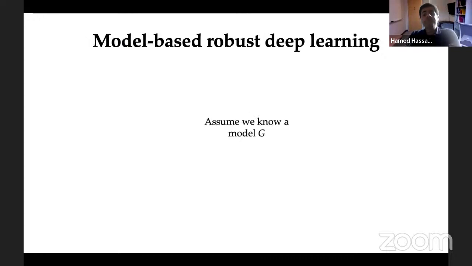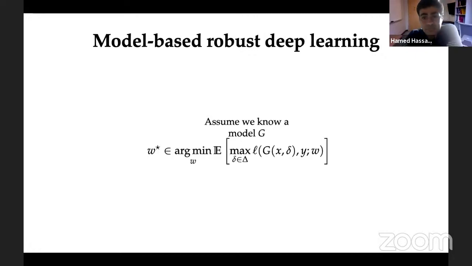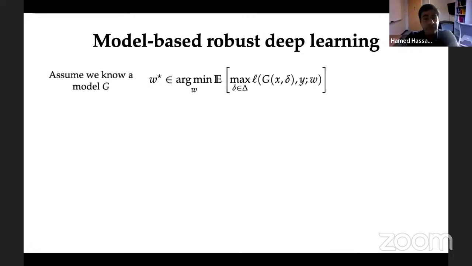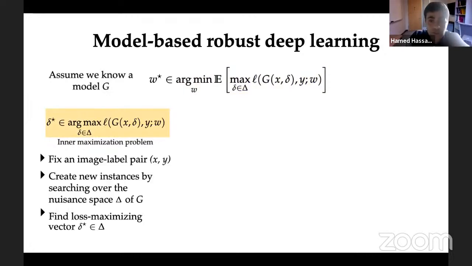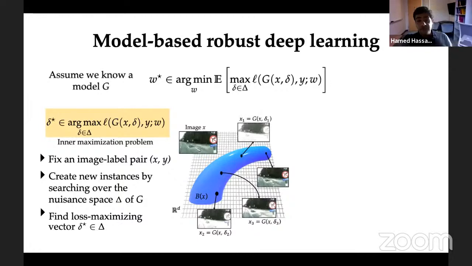All right, so once you have this model G, which is our assumption right now, I'll talk in a minute about how to obtain it. If you have it, the problem of training robust models is again another minimax problem. Let me say a few words about this minimax problem. Let me consider the inner maximization problem. We fix an image X, and we go over the manifold that corresponds to X. We search over the manifold for the worst-case nuisance parameter that gives me the highest loss. That's the meaning of this inner maximization.